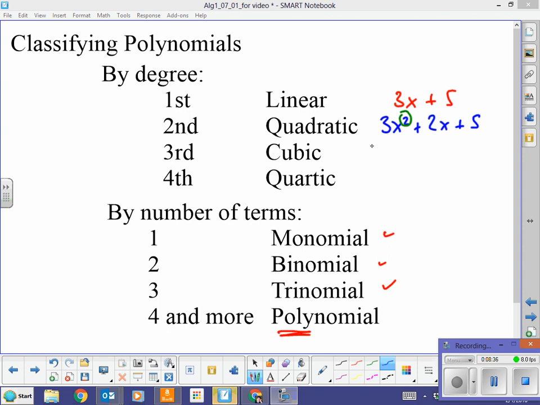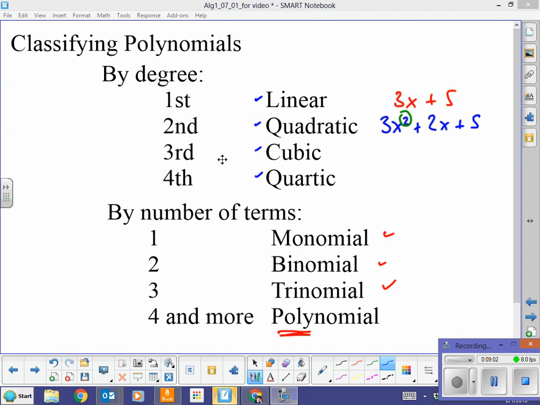Cubic would be a third degree. So the highest exponent would be a 3. Fourth degree is quartic. The highest exponent is a 4. So these are some other words that describe first, second, third, and fourth degree. There is a fifth degree, I believe, called quintic, but we're not going to be using that term in this class, as far as I know.